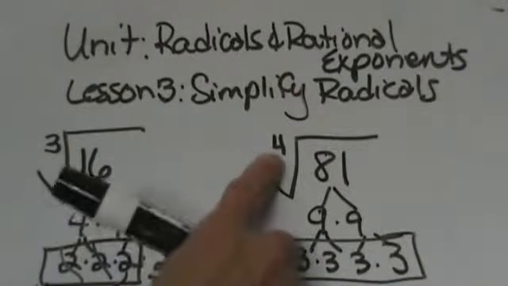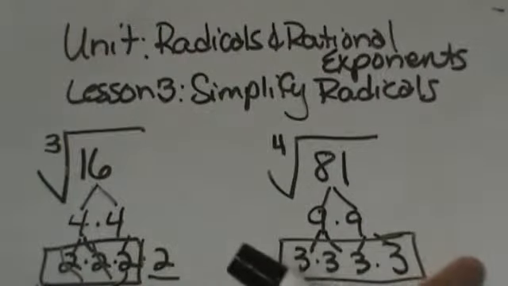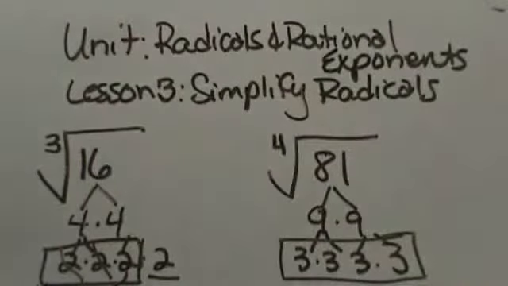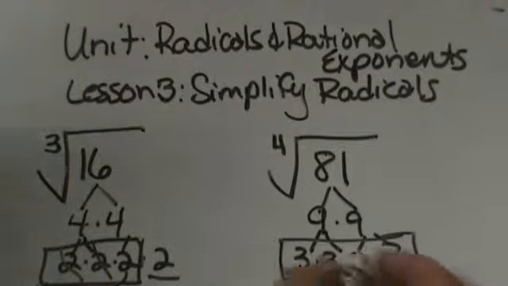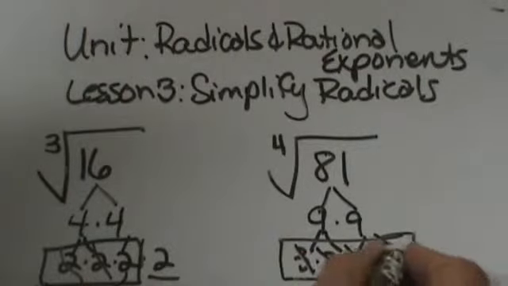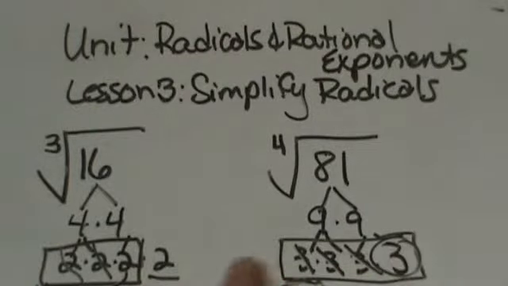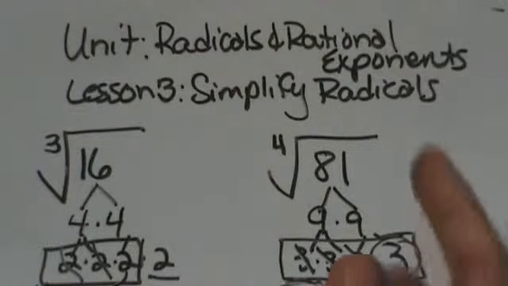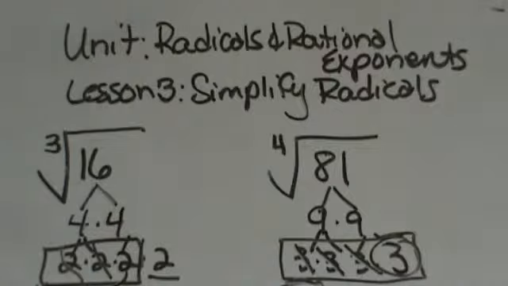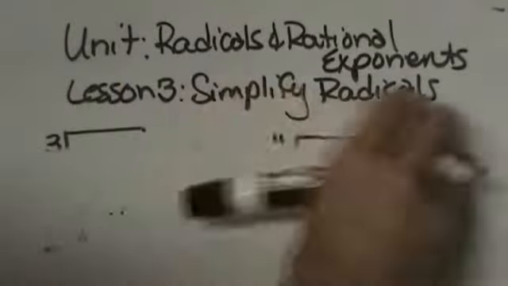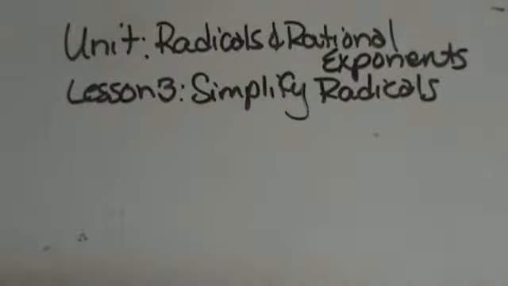Now I don't have anything left, so my radical is gone. I no longer have it. But I take these and I kill off 3 and I take 1 3 out. So my answer is simply 3 because I had one group of 4 3s. Let's try a couple more of those so you can start practicing with me.